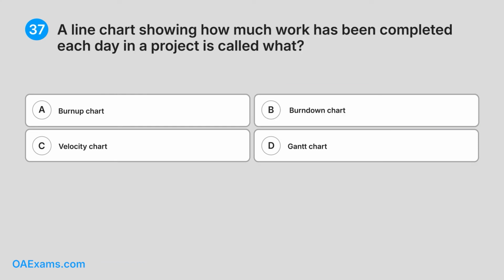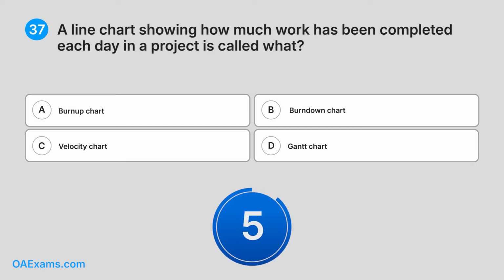37. A line chart showing how much work has been completed each day in a project is called what? A. Burn-up chart. B. Burn-down chart. C. Velocity chart. D. Gantt chart. What do you think is the answer?